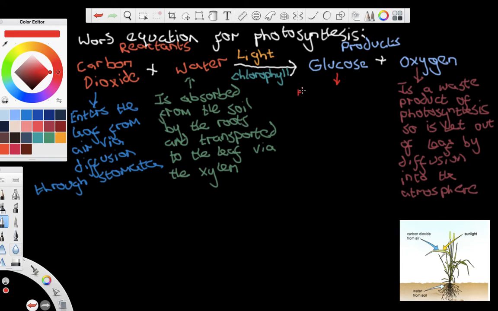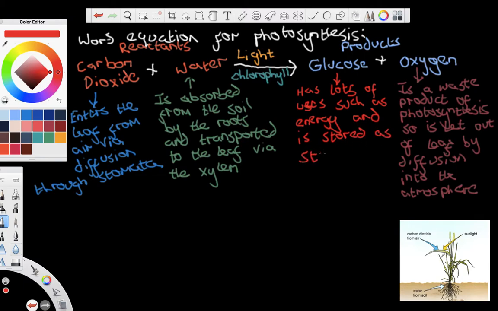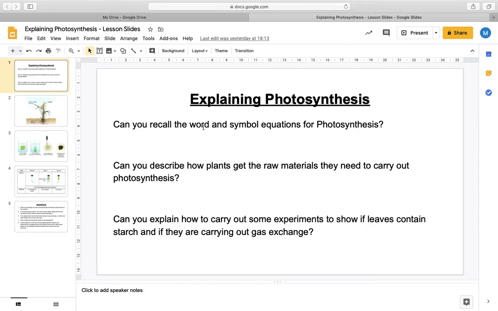So we can just put has lots of uses, such as energy, and is stored as starch. So we're going to talk about that in a moment. Is stored as starch. So one way that glucose is used in the plant is it can be used as starch.